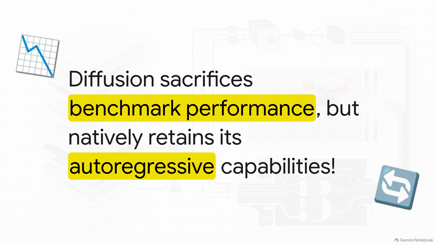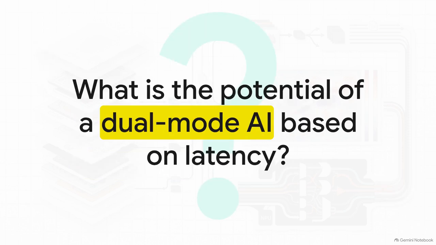But here is an incredible surprise fact. DiffusionGemma natively retains its original autoregressive capabilities. Because it shares the exact same transformer architecture as its baseline, you can actually just load the weights back to a standard AR pipeline and run it sequentially if you want to recover that max benchmark performance. Which leaves us with a really fascinating question for the future of generative text. What is the ultimate potential of a dual-mode hybrid AI? One that routes requests between traditional autoregressive generation and text diffusion on the fly, purely based on latency constraints and task complexity.